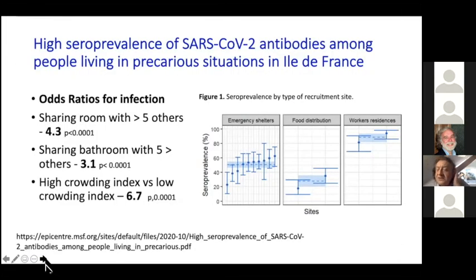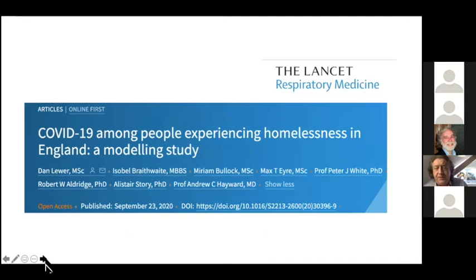And this is data from France among people screened in emergency shelters, showing that about 50 or 60% of them were seropositive for COVID. What we did in the UK, we managed to convince the government that it would be a good idea to move everybody who was using these night shelters or sleeping on the streets into disused hotel accommodation, and managed to house about 35,000 homeless people that way.